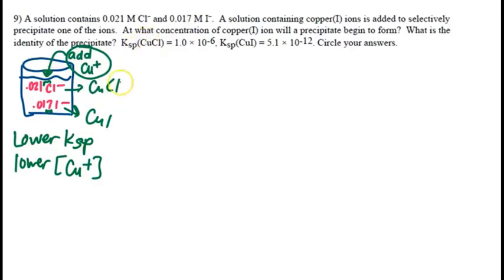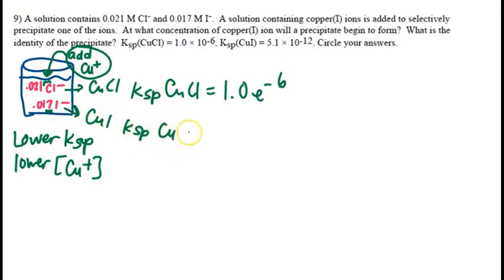We already know we're going to be forming CuCl or CuI. The KSP value for CuCl is equal to 1.0 times 10 to the negative 6. The KSP value for CuI is going to equal 5.1 times 10 to the negative 12. So automatically CuI is winning the race as far as which one's going to precipitate first because it has the lower KSP value. We now have to do calculations to figure out which one has the lower Cu plus concentration.